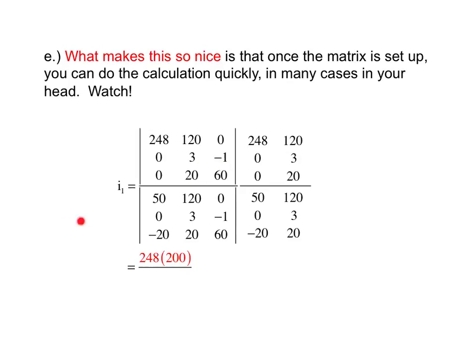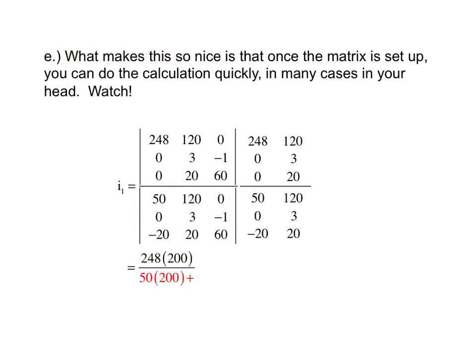You don't have to write out all of the individual stuff. Then you go to here and you say 120 times, oh, that's 0, don't have to worry about it. 0 times, oh, don't have to worry about it. There is your numerator right there. Boom, you did it in about 15 seconds.